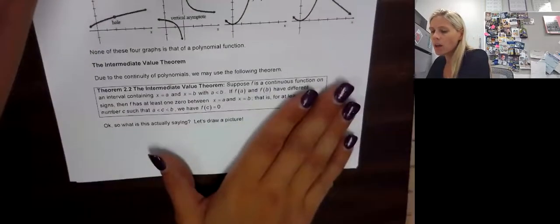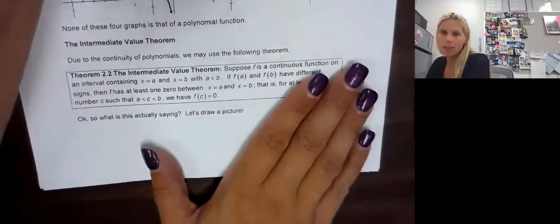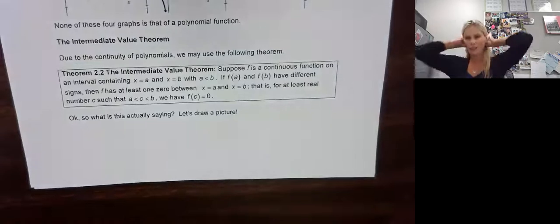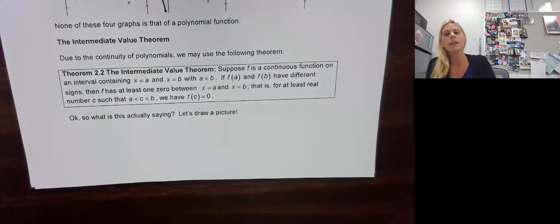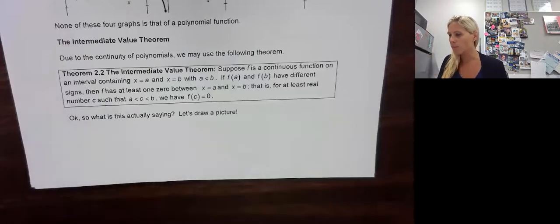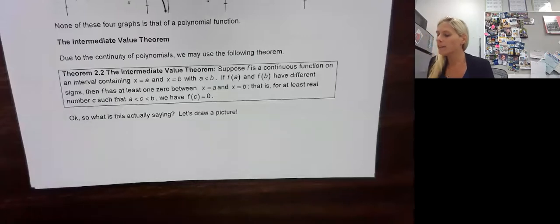Okay, so the intermediate value theorem. This is a theorem we're going to go through, and I'm going to explain a little bit, but then we're going to continue forward. Let me read this because it's really nice to see what the mathematical definition is and how we can interpret it with a picture. It says, suppose f is continuous. Remember, so it goes all the way through. Suppose f is a continuous function on the interval containing x equals a and x equals b.